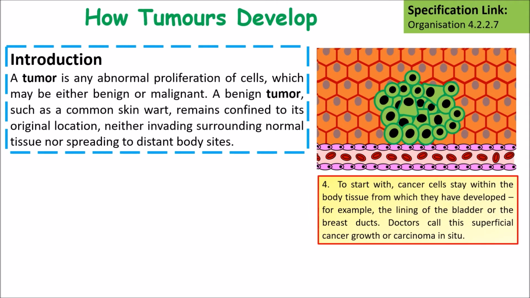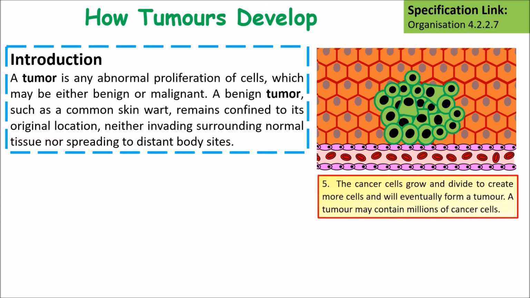To start with, cancer cells stay within the body tissue from which they've developed, for example, the lining of the bladder or the breast ducts. Doctors call this superficial cancer growth a carcinoma. The cancer grows and divides to create more cells, eventually to form a tumour.